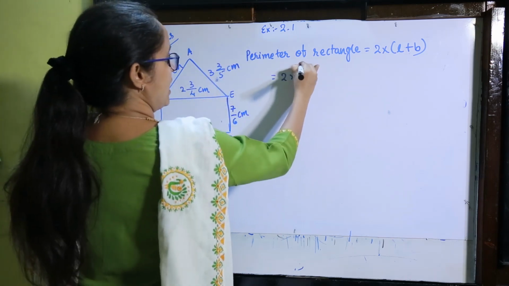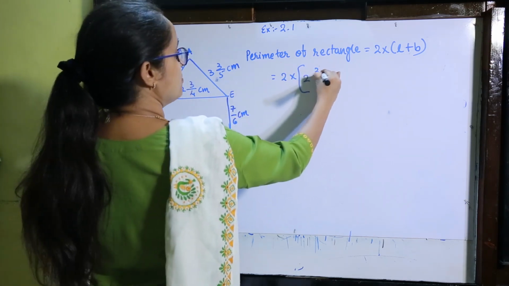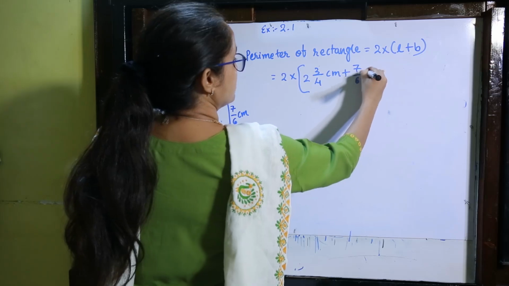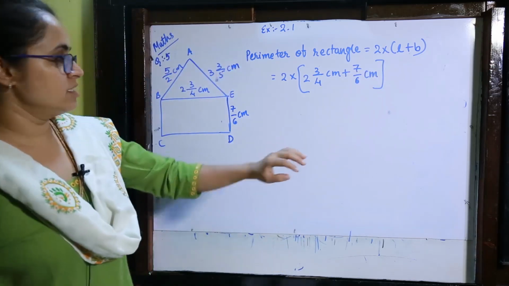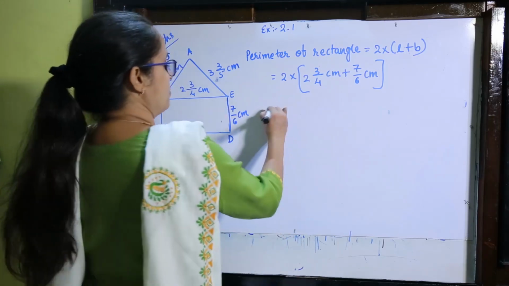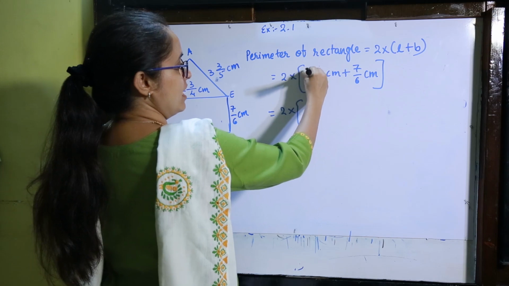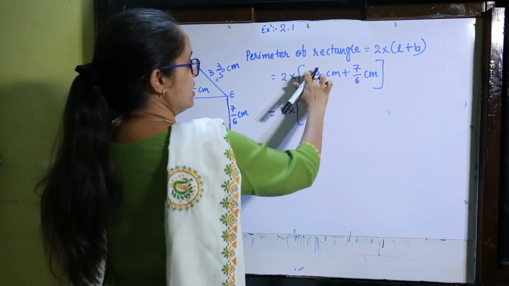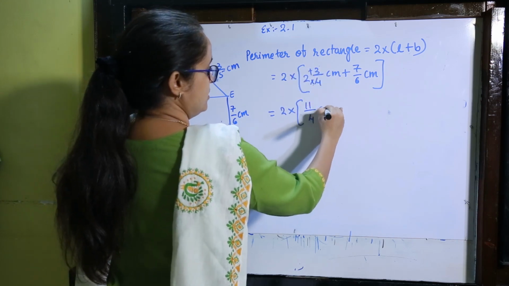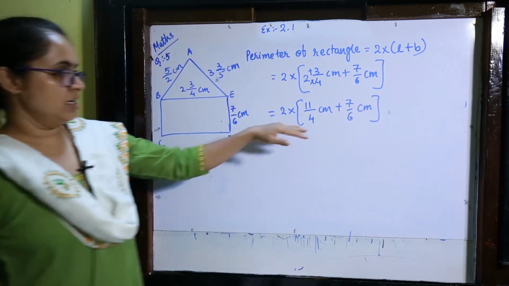So 2 multiply, every time you have to keep this, you don't skip this. So 2 times (2 3 upon 4 centimeter plus 7 upon 6 centimeter). As you can see, this is a mixed number, you have to convert it into improper. 2 multiplied by 4 is 8, 8 plus 3 is 11. So it is 11 upon 4 centimeter plus 7 upon 6 centimeter.